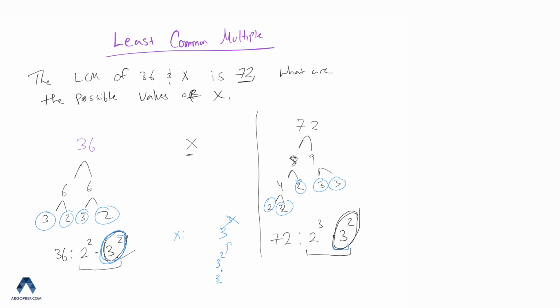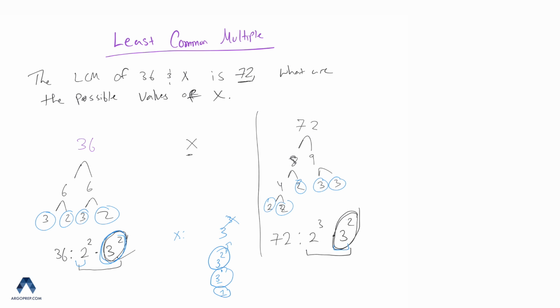Instead of 3 to the 0 power, I'll make it less confusing. I'll just say it doesn't exist. There is no 3 basically, and that's also a possibility. Because remember, we have to include every single prime number the most number of times it appears. So for this over here, it could possibly be 3 to the second, or 3 to the 1, or even 3 to the 0, or just times 1 over here.